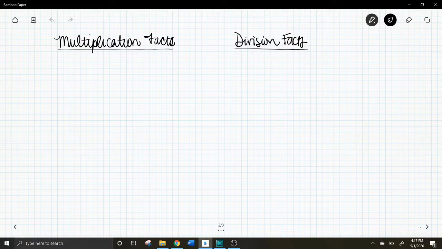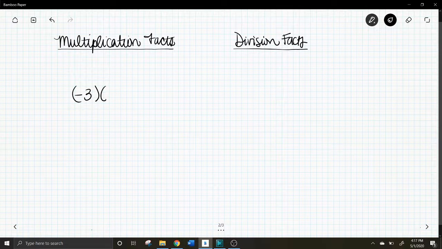Okay, I'm going to work out some more problems here, and then I'm going to write some multiplication facts for you, as well as some division facts. We just did a positive times a negative equals a negative. And when we multiply two negative numbers, the product is positive. So let's do -3 times -4. A negative times a negative will equal a positive.